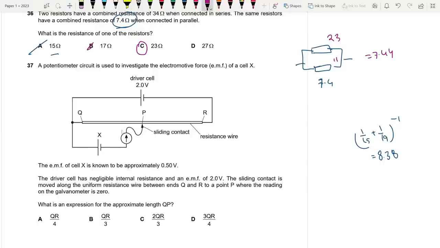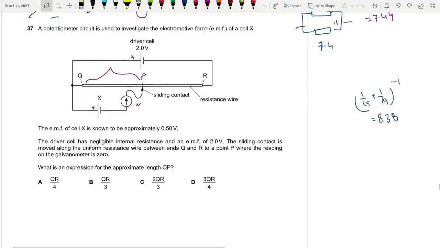Okay, interesting. So this is plus, this is also plus, so they will cancel out at one point. When the galvanometer reading reads 0, what's actually happening? This section QP has a voltage equal to X. What is the expression for the approximate length of QP? So the driver cell has negligible internal resistance and 2 volts. This is called the driver cell. It has 2 volts, and the EMF of cell X is approximately 0.5.